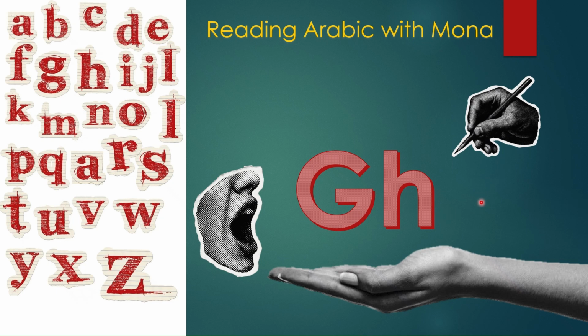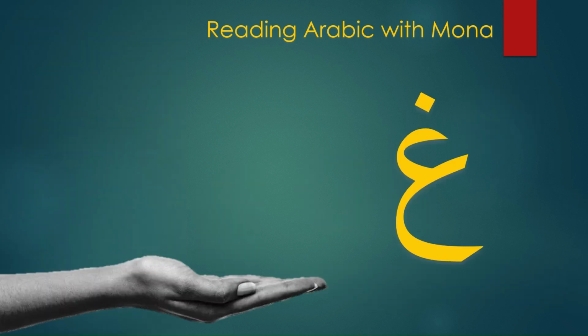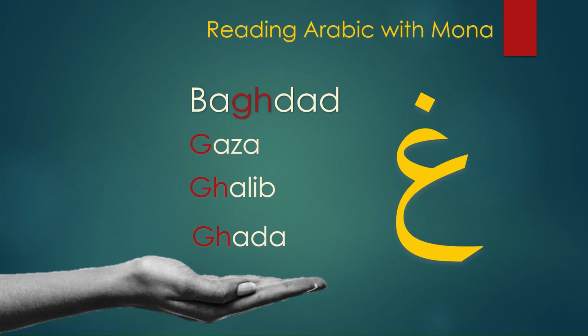So let's listen to some examples. Ghada, a female name, becomes Gada. Ghalib, a male name, becomes Galib. Gaza, the very famous resisting city in Palestine, becomes Gaza. Baghdad, the capital of Iraq, becomes Baghdad.